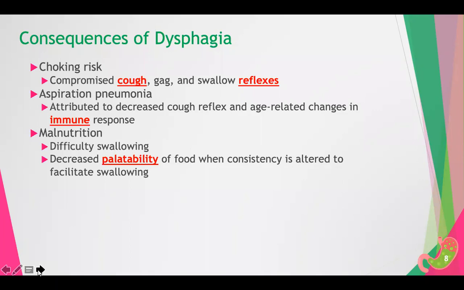It can also increase the risk for malnutrition, because of the difficulty swallowing food, and there is a decreased palatability of food when the consistency has been altered to facilitate swallowing. One of the things to assist with that is adjusting the consistency of the food. Sometimes it might be chopped or pureed, and a lot of times this is just not palatable for individuals, so they'll be less likely to eat.